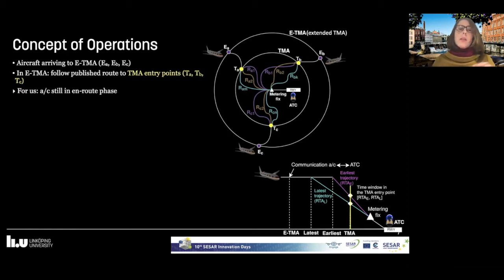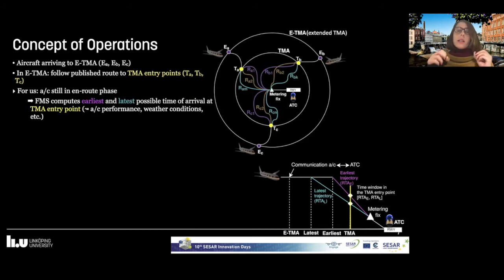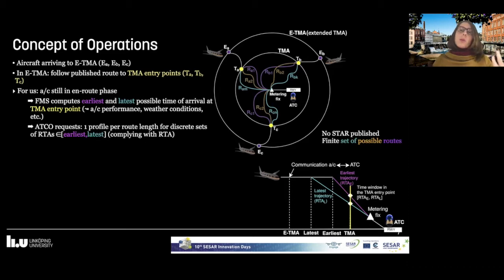In that time, they are still in the en route phase, and the FMS will compute the earliest and latest possible time of arrival at those yellow TMA entry points. And that depends, for example, on the aircraft performance and so on. And then we don't have any STARs published, but we have a finite set of possible routes from these entry points. And the controller will request from each aircraft one profile per route length and per discrete values of RTAs in this interval between earliest and latest possible arrival time at the TMA entry point.